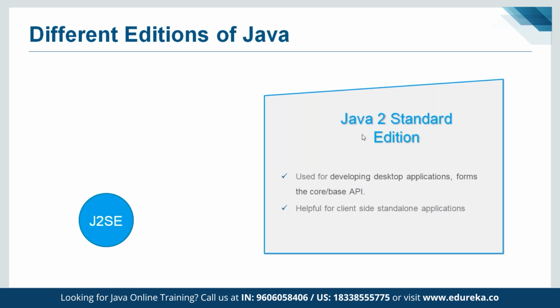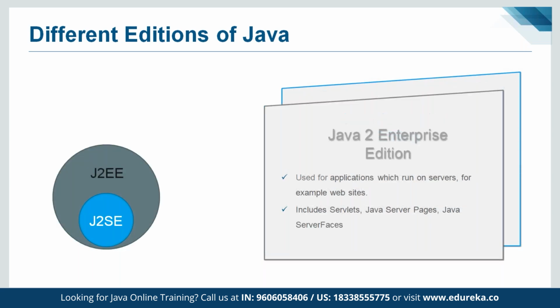The second platform that we have is called J2EE. It is used for developing server-based applications, and it is used for developing web applications, which includes in Java Servlets, JSP, JSF, Java Server Faces, all those things. So this is what enterprise is. So what is an enterprise application? A web-based application or a client-server application.